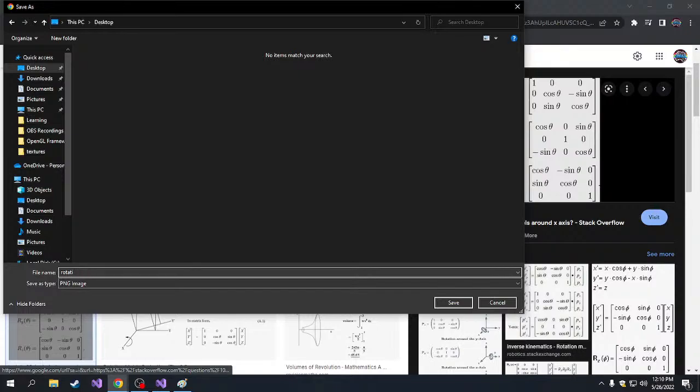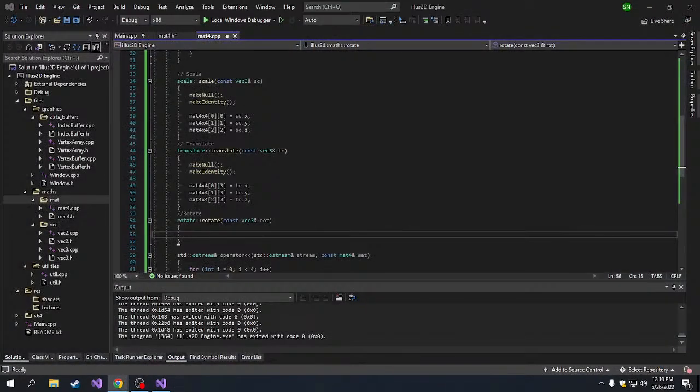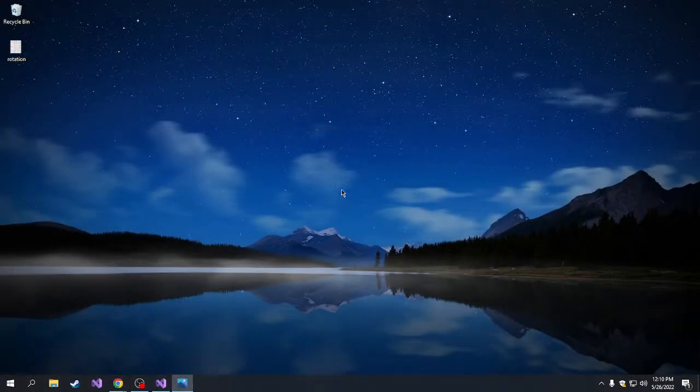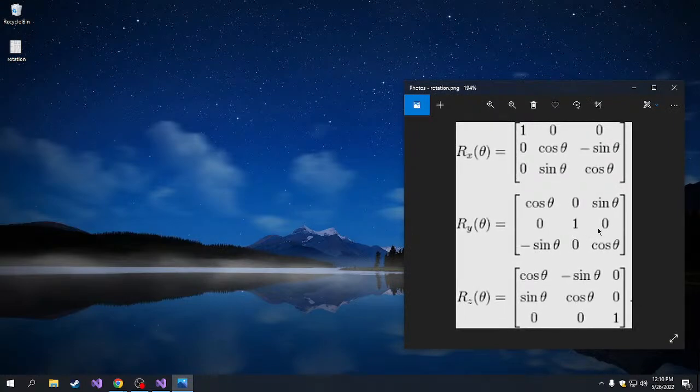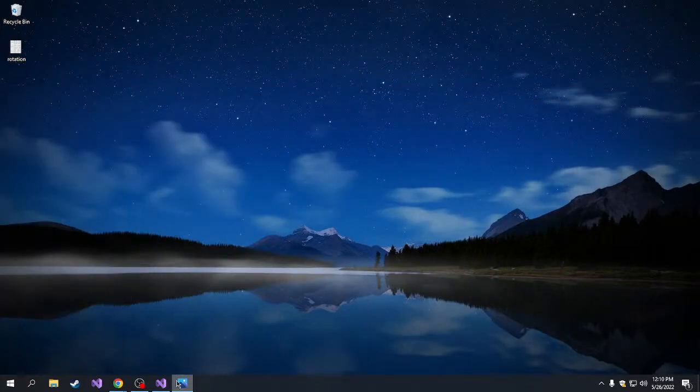Holy hell, call it rotation. Okay, so I'll just get rid of this. Okay, this is our matrix. This is how we get the matrix. So rotation around the x is this, on the y is this, on the z is this. So what we'll do is we'll just implement this straight into our code.